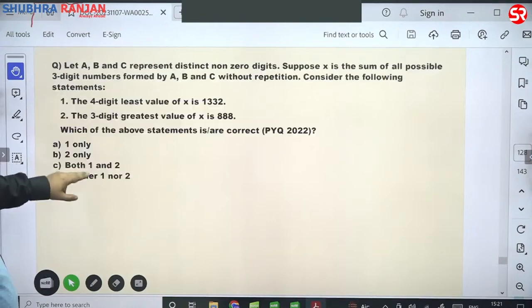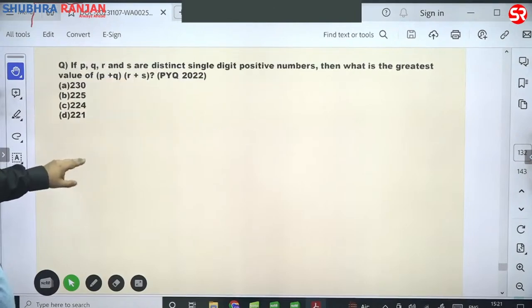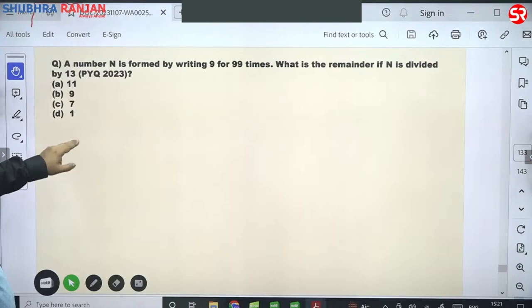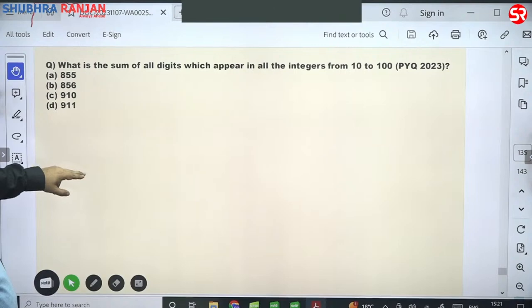The 23 has not started yet. Let's see. This is 23. 13. 1. Okay.